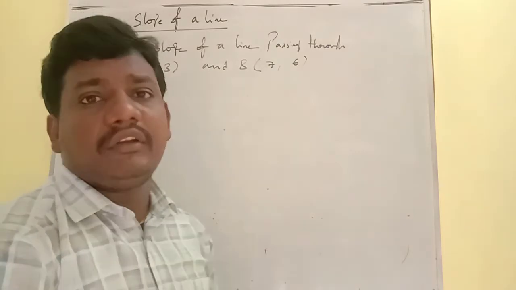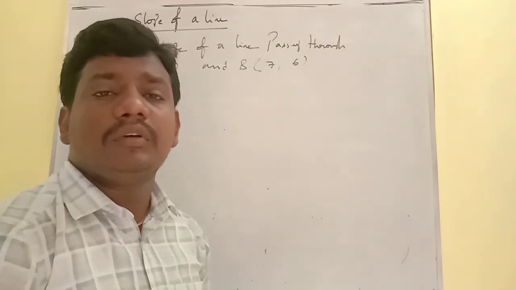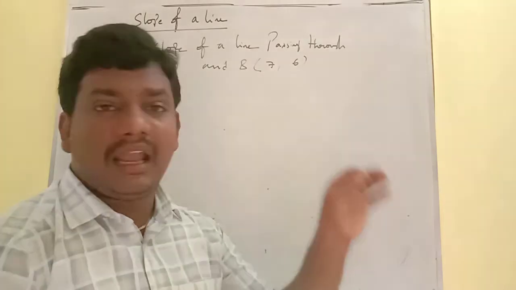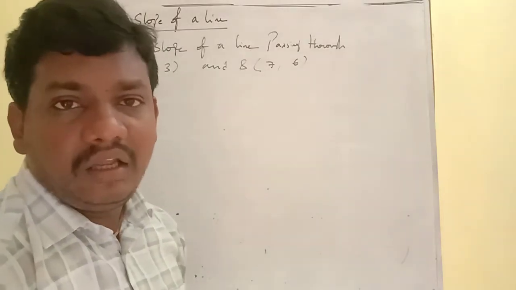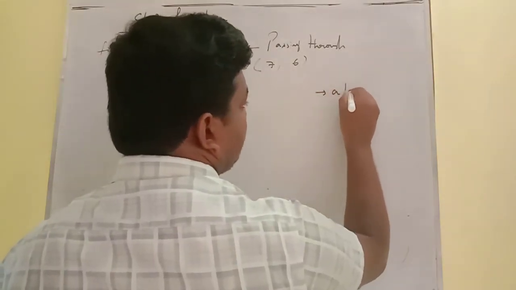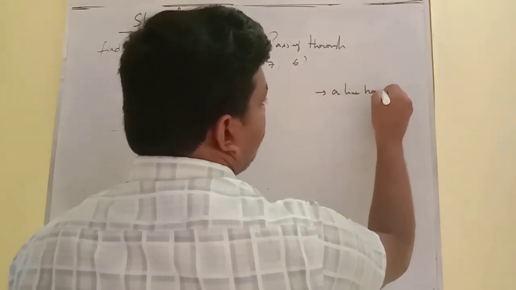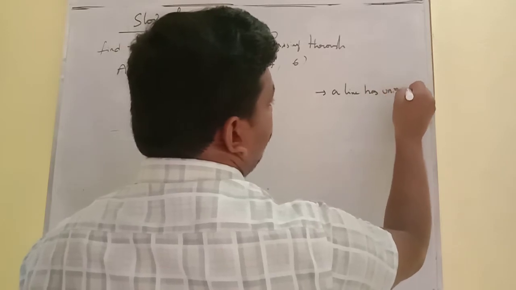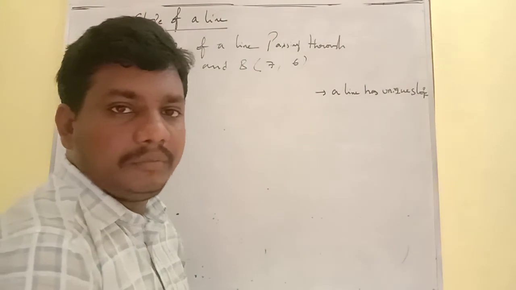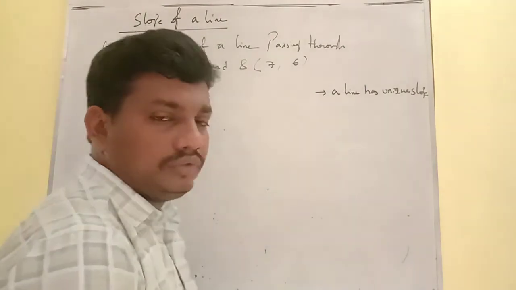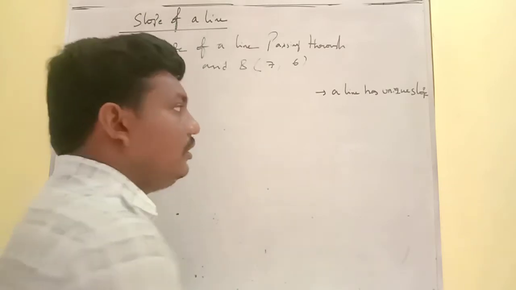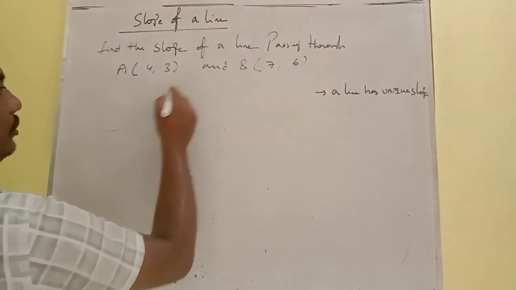One thing we have to remember is that the slope of a line does not change throughout the line. That means a line has a unique slope. Throughout the line there is only one slope; the slope does not change.